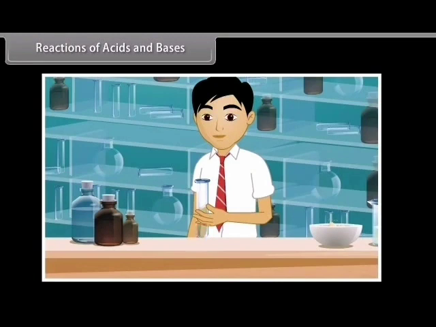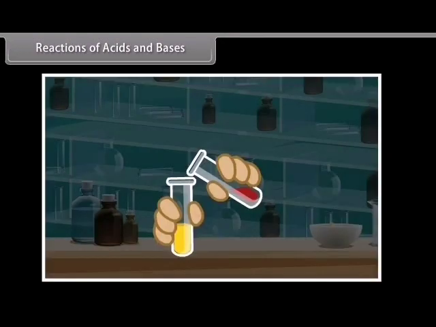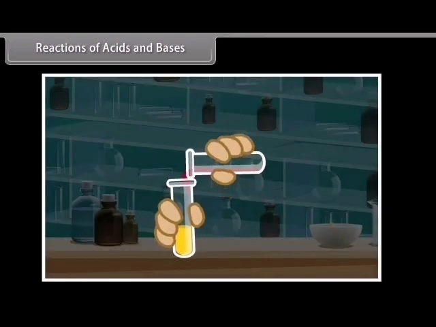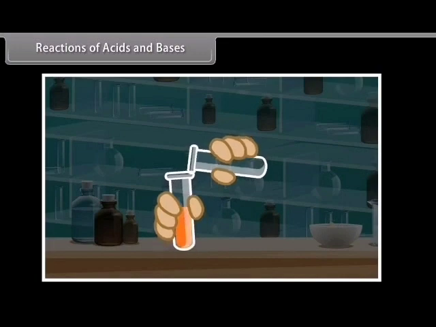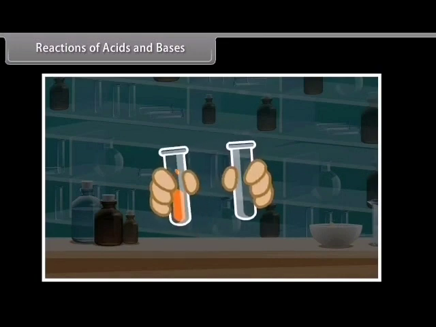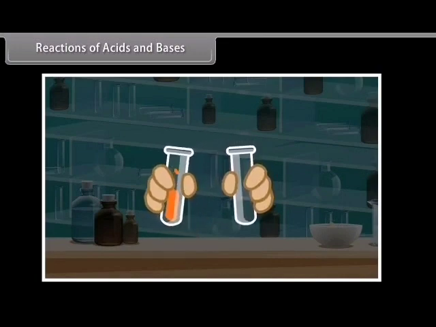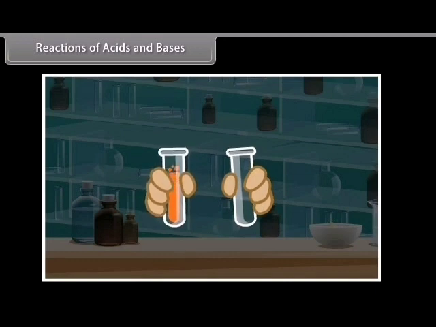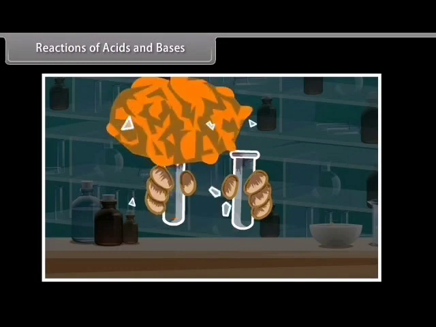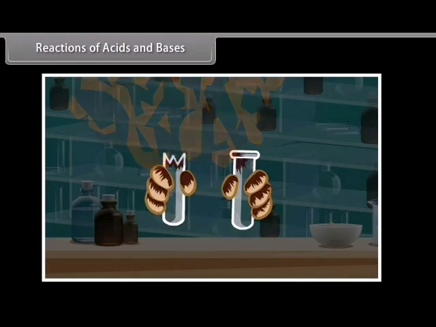Reactions of acids and bases. When acid is mixed with base, it produces heat. This may cause the mixture to splash out. This may cause you burns also. The glass container can also break due to excessive local heating. So, we must be careful while handling acids and bases.